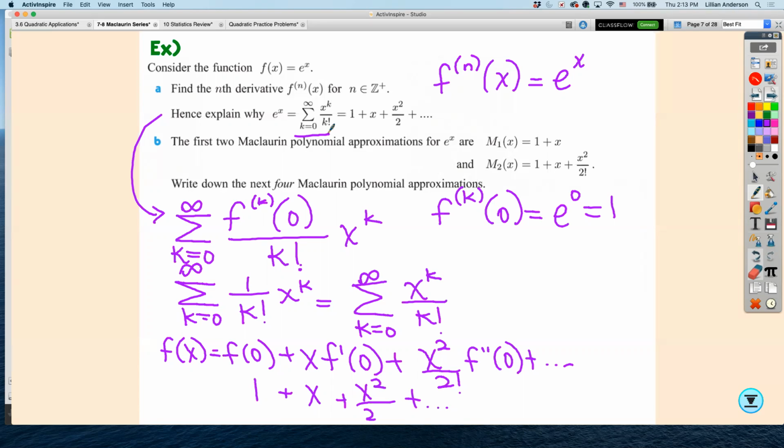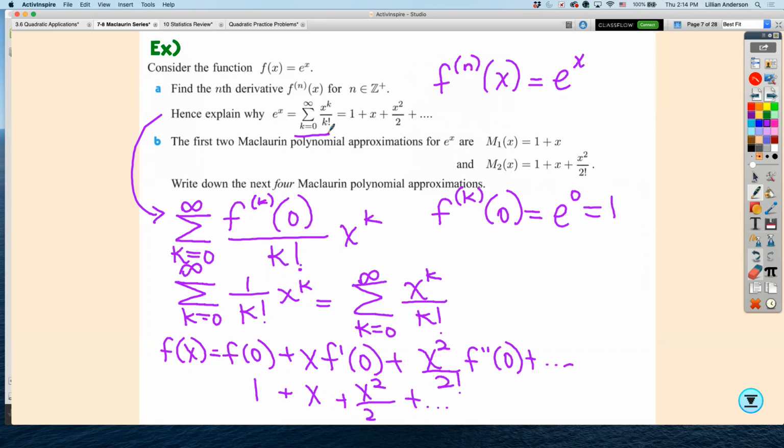The first 2 Maclaurin polynomial approximations for e to the x are given to us. The first one is 1 plus x. The second one is 1 plus x squared over 2 factorial. Now we have to write down the next 4. Remember, write down means little to no work. Well, this is essentially little work because all we got to do is just keep following the pattern.